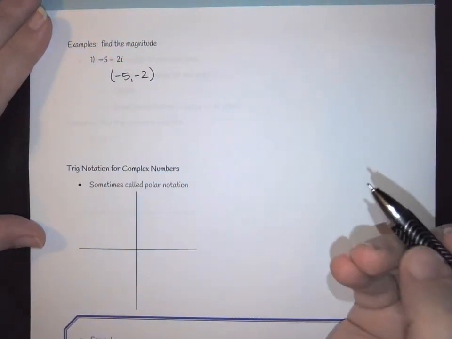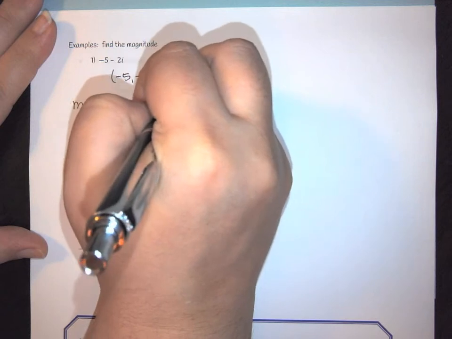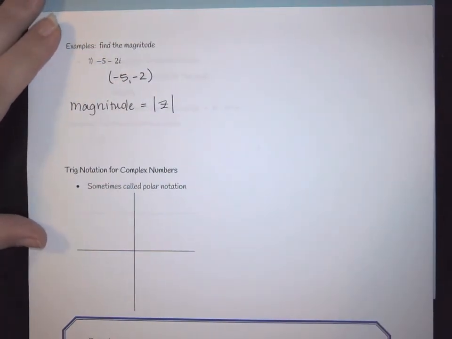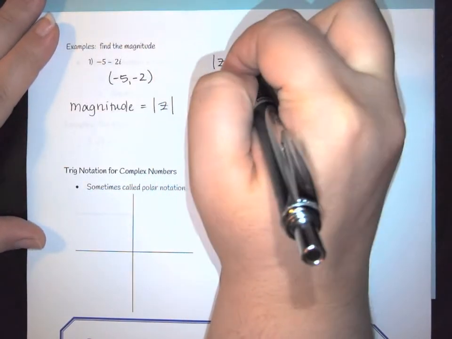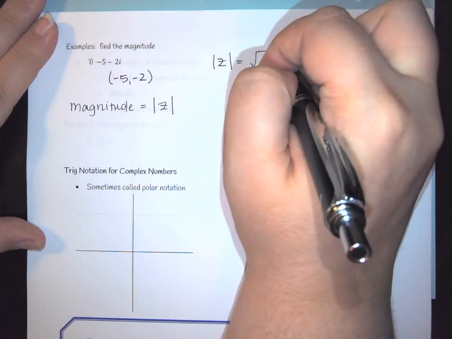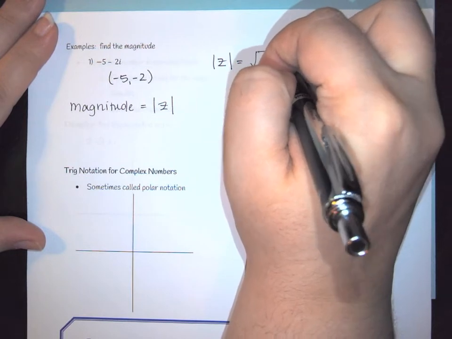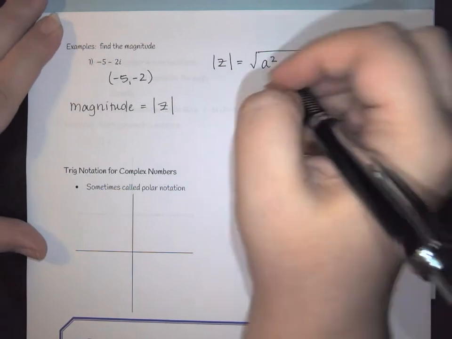So to find the magnitude, which is going to be the absolute value of z, we would simply plug it into our formula. So we know the formula says the magnitude is going to be the square root of a squared plus b squared. So here all I have to do is plug and chug.